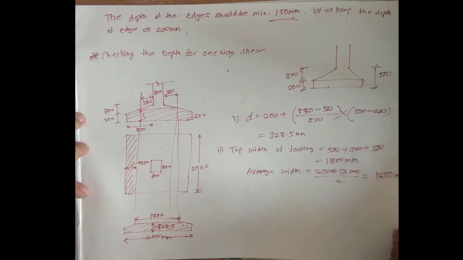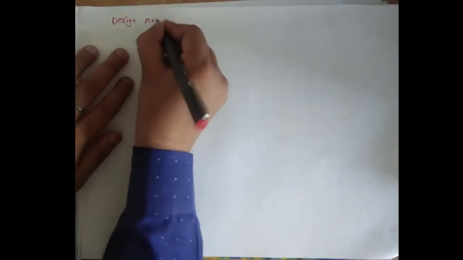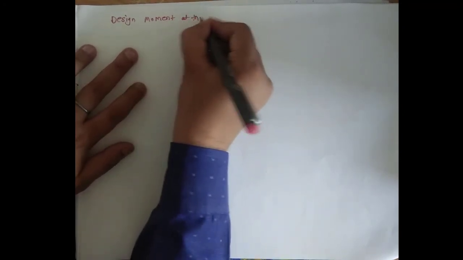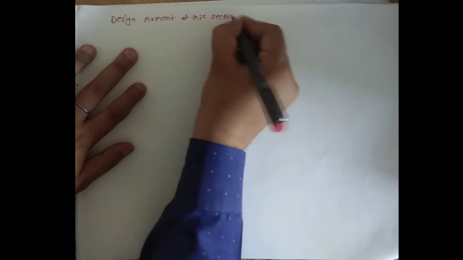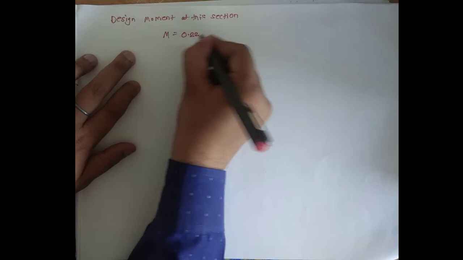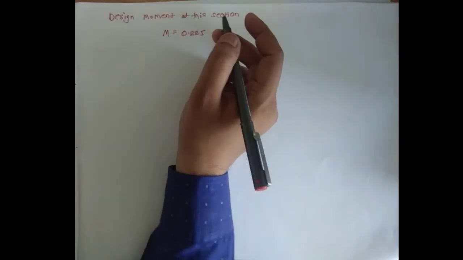We'll now move to next page. So design moment at this section. M equals 0.225. We have calculated this value.